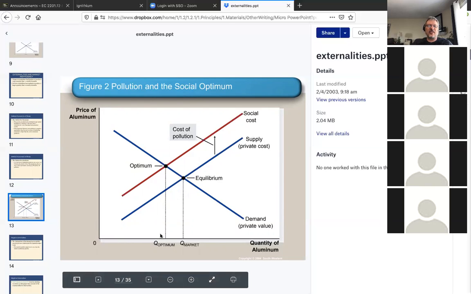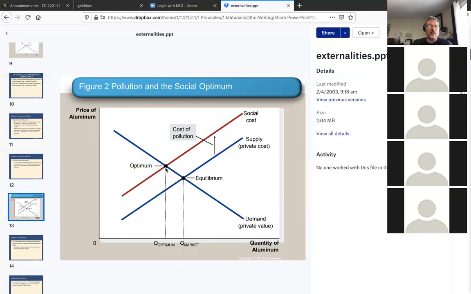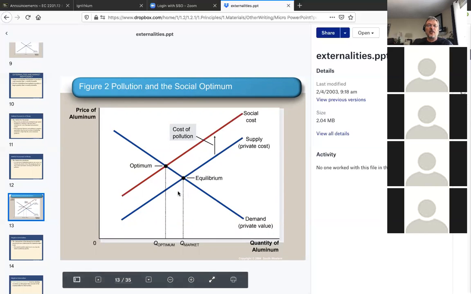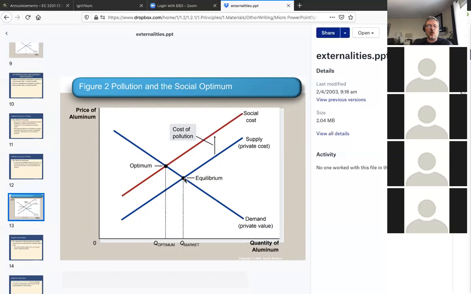And then you can see you have this new place where the social cost crosses with the demand curve, and that's what we call the socially optimal or the efficient quantity, right? So the big change here is usually we would identify the equilibrium quantity in the market as being efficient, but that's not true anymore because it's ignoring the social costs.